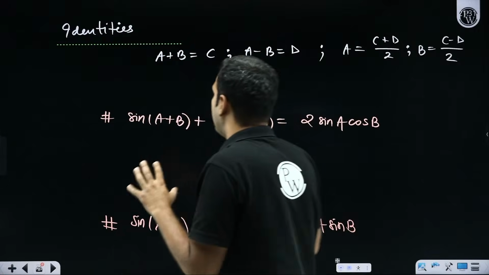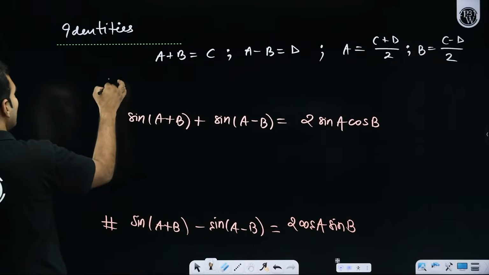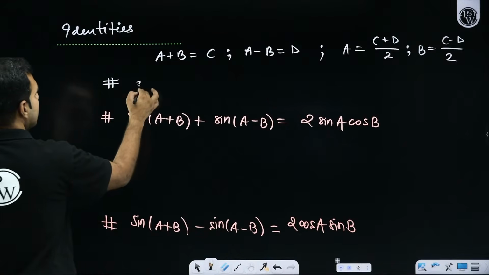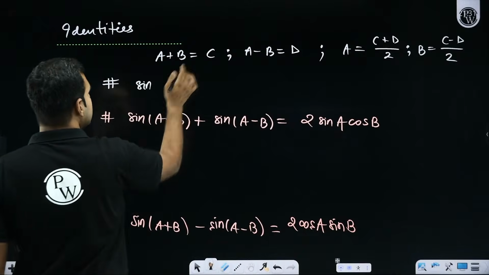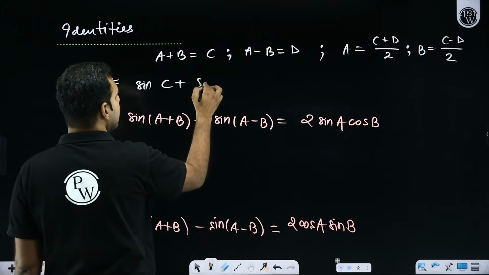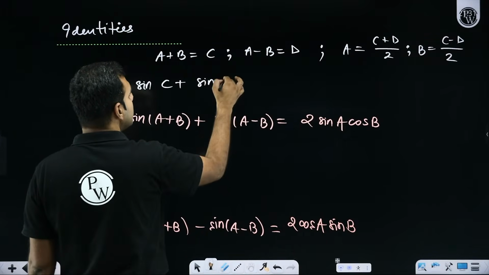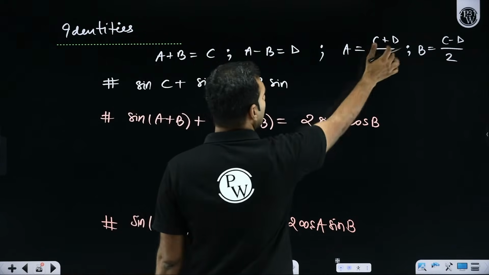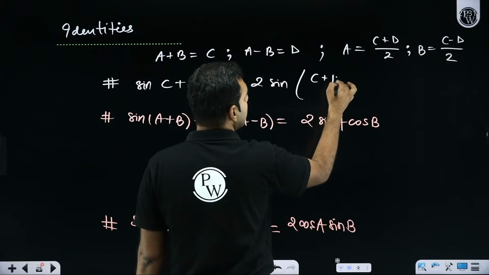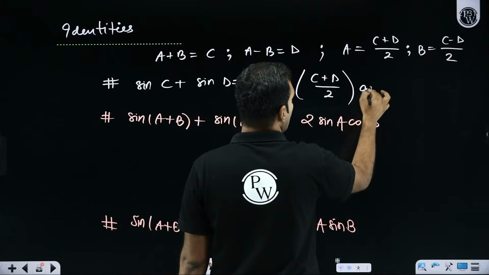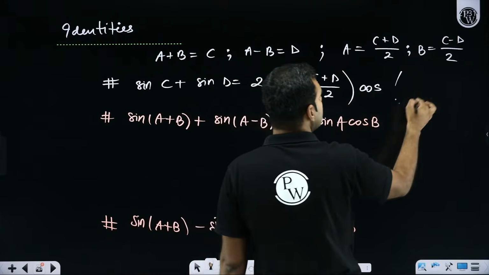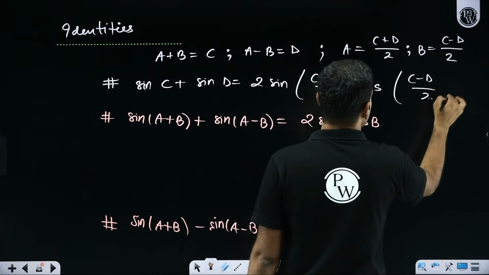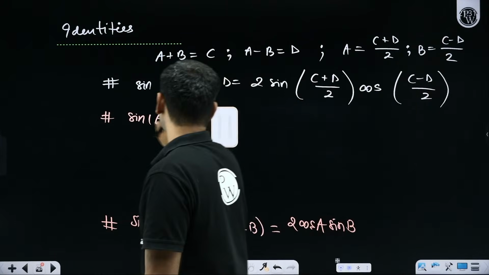Sir, what are you exactly trying to do? I am trying to give you 2 more identities. Sine A plus B is sine C. Sine A minus B is sine D. So sine C plus sine D gives you 2 sine A, what is A? C plus D by 2, cos B. What is B? C minus D by 2. Did you all get this or shall I repeat it?